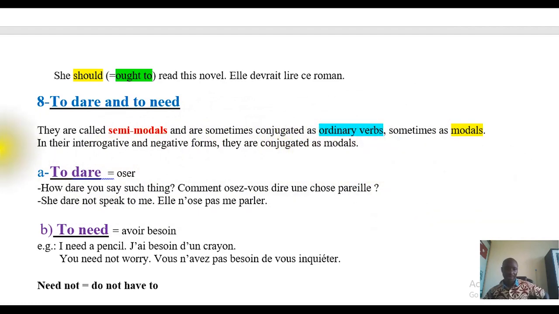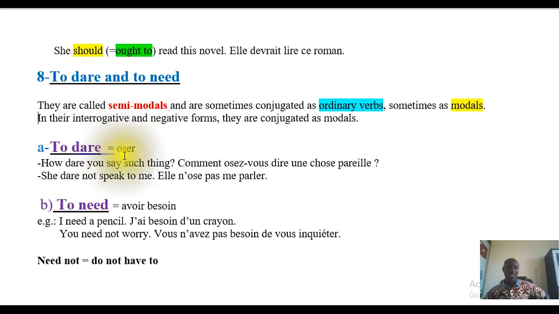Okay. Here we are. To dare means oser in French. How dare you say something? Here it is a modal. So we go to the interrogative. How dare you say such a thing? Comment osez-vous dire une chose pareille?